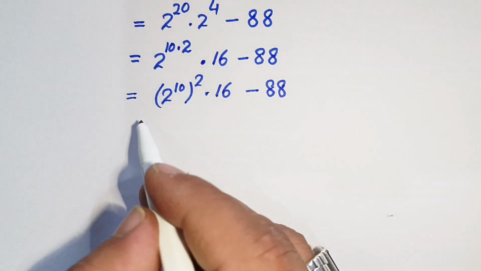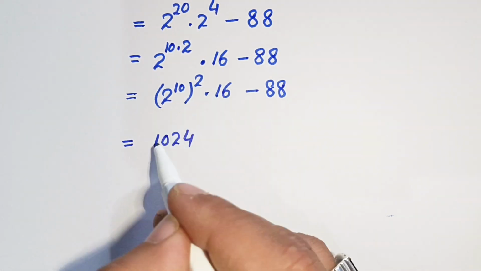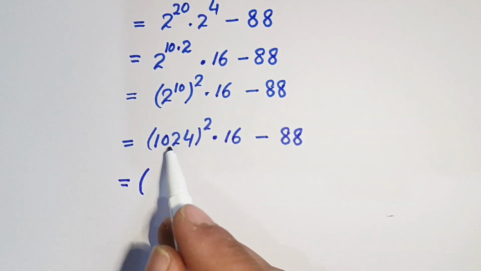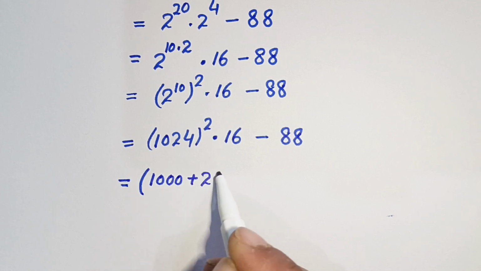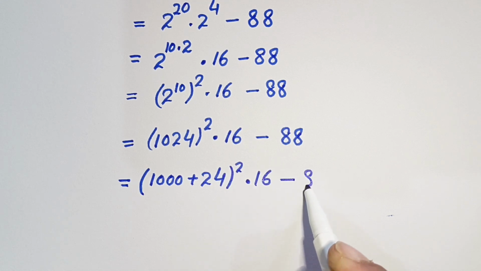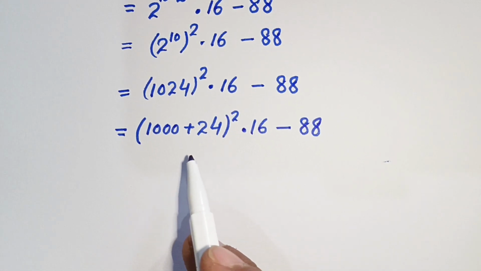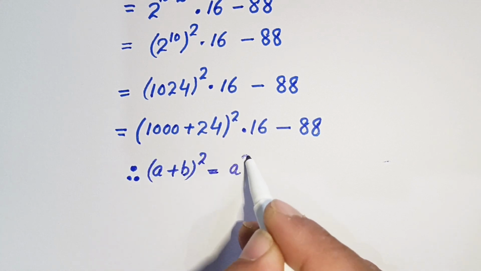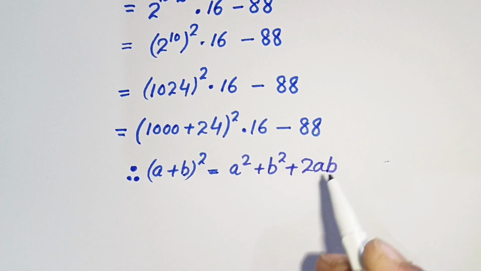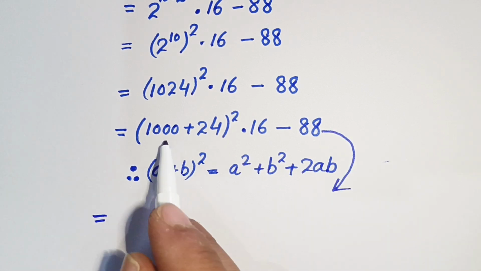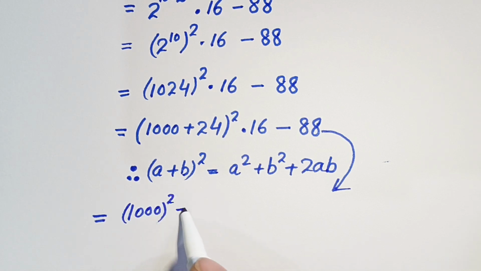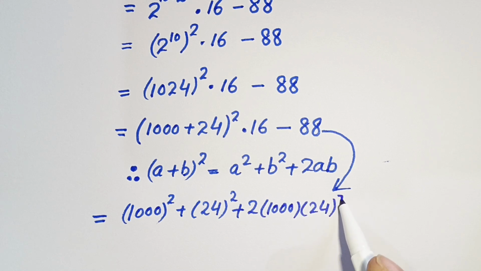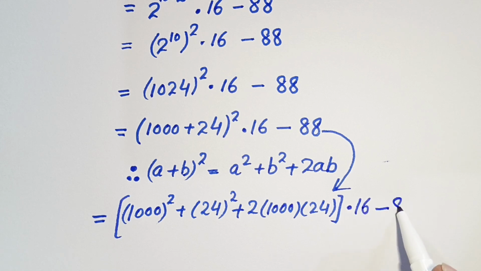So our next step will be 2 to the power 10 is equal to 1024, and here whole squared times 16 and minus 88. Here 1024 can be written as 1000 plus 24, whole squared times 16 minus 88. Now we can use the algebraic formula, (a plus b) whole squared is equal to a squared plus b squared plus 2 times a times b. So this step will be 1000 squared plus 24 squared plus 2 times 1000 times 24, times 16 minus 88.